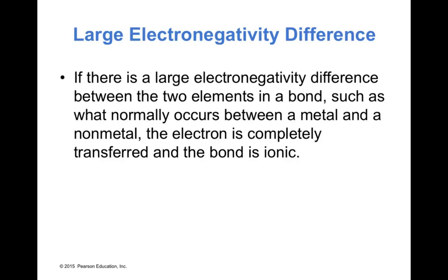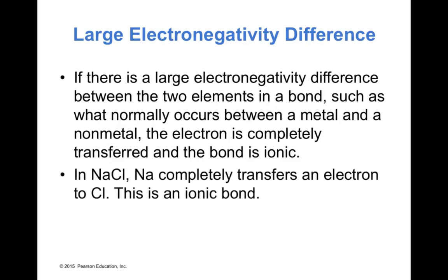So when we have a large electronegativity difference, we are creating polar covalent bonds. If there is a large electronegativity difference between the two elements in a bond, such as what normally occurs between a metal and a nonmetal, the electron is completely transferred and the bond is ionic. So if the difference is really large, the electrons are going to be basically all the time in one of the atoms, and the other one is going to lose those electrons. So in that way, we can create an ionic bond. So instead of creating dipoles, we are creating ions. Okay, you're not going to see any more dipole moments because you're not sharing those electrons. One of them is going to take those electrons, while the other one is going to lose them.